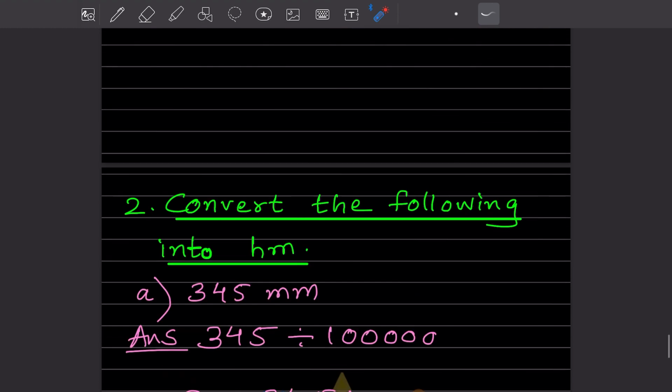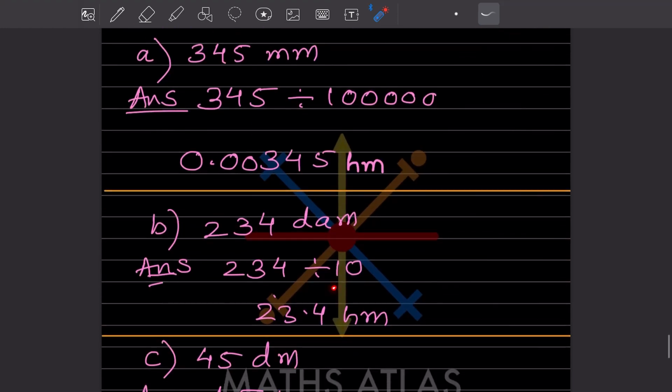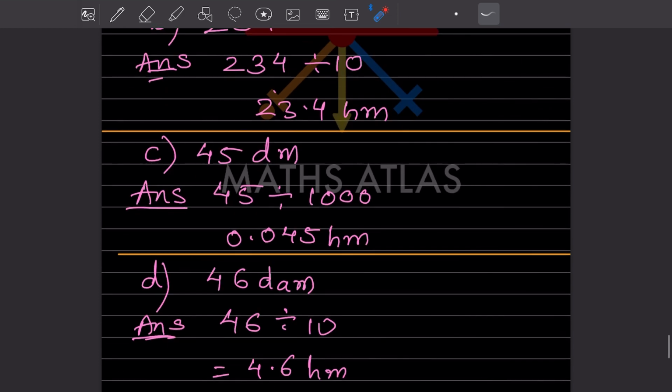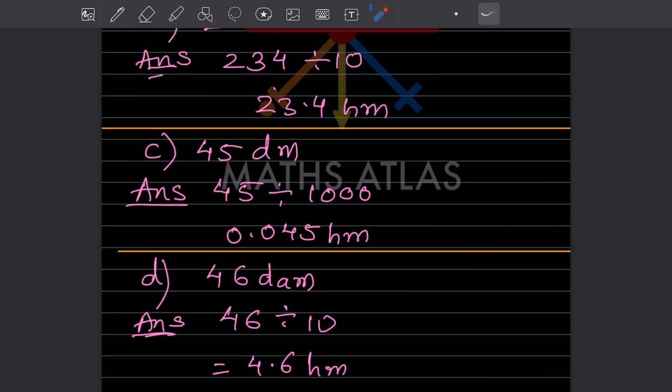So that is divided by 10. You can look at the table and convert it. Now you know 234 divided by 10. So you will write 234 as it is, and 10 means you will go backwards 1. That way you put a point over here. So 23.4 hectometer.